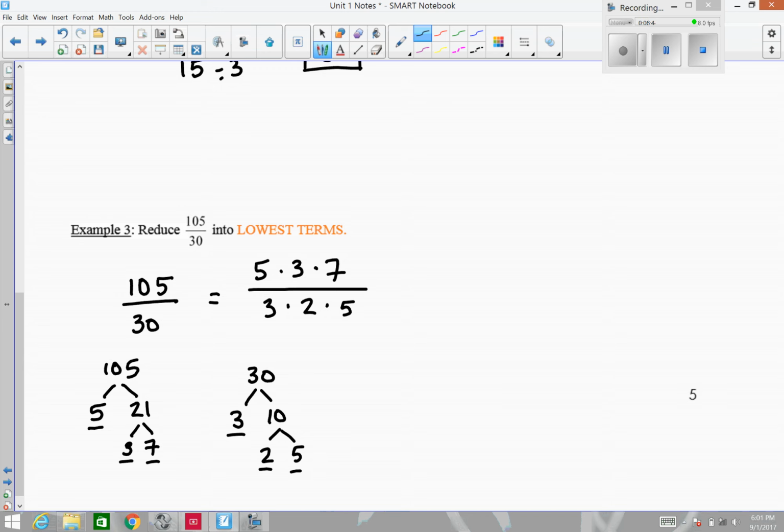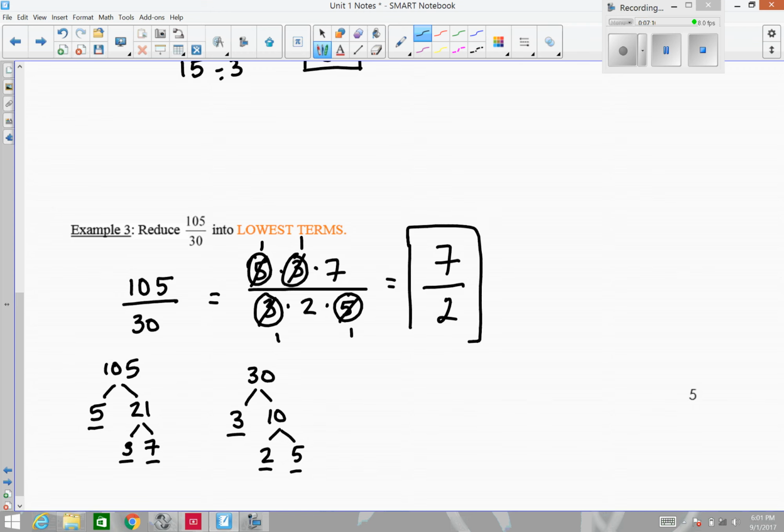Now, if you notice, I have a couple of common factors in my numerator and denominator. The 3's would cancel out to be 1's, and also the 5's, which leaves me with 1 times 1 times 7, which is 7, over 1 times 2 times 1, which is 2. And that is reduced to lowest terms.